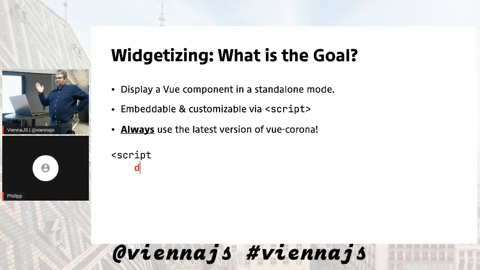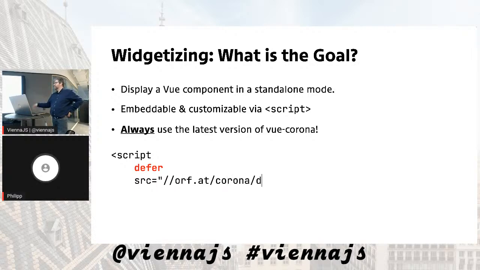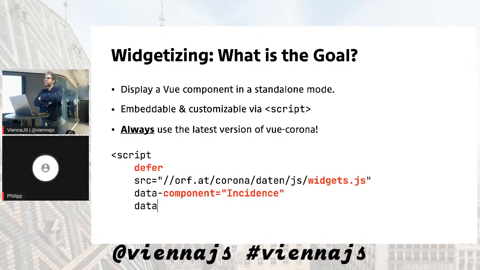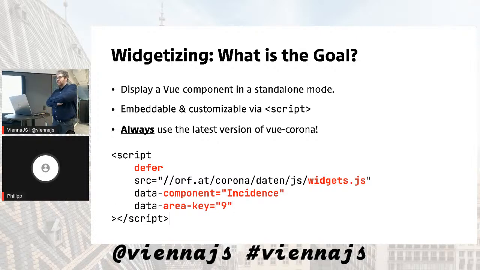So it should look like this: just put in a script tag with deferred loading, so that we don't block the rest of the news story from building up with CSS and styles and the rest of the JavaScript. And then we have two parameters. One is which component to render, and the area key is which state. We have nine states, plus state key 10 is Austria, if you want the Austrian level.